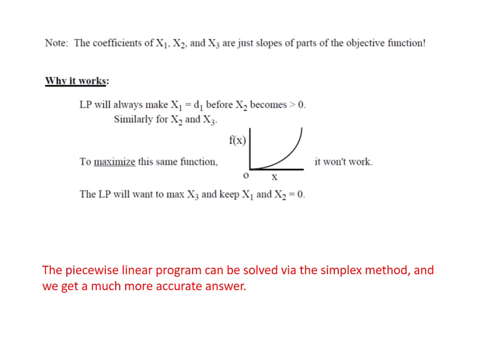Now, if we were going to maximize this same function, it won't work, because the linear program would want to start by producing x3, the most expensive unit, and so in this case, we can only come up with a linear approximation here. I mean, there are other ways of coming up with a linear approximation if you wanted to maximize the function. It's just more complicated. In this case, we don't need any sophisticated constraints because it's a minimization problem.